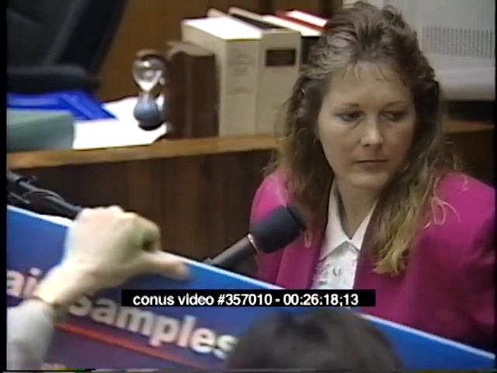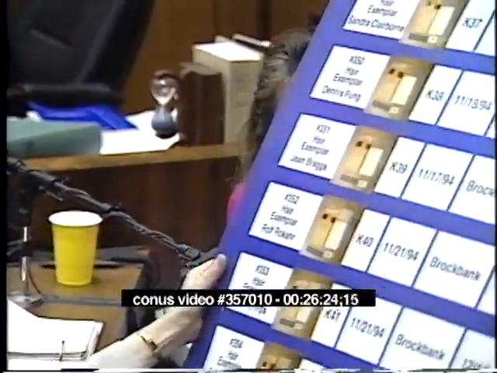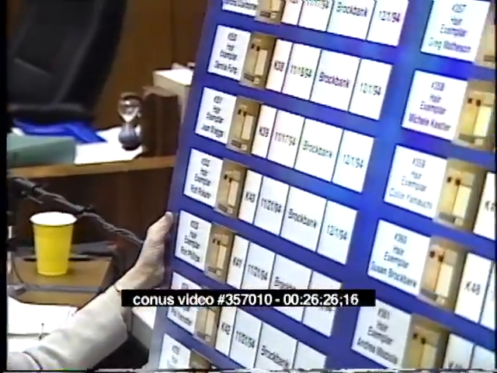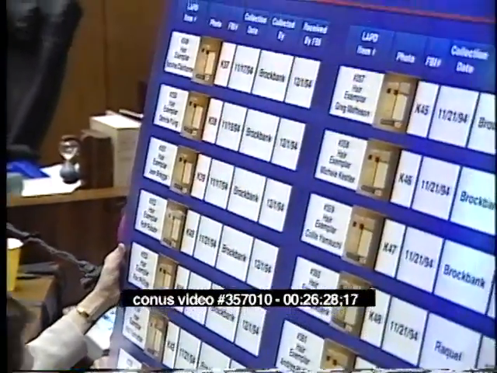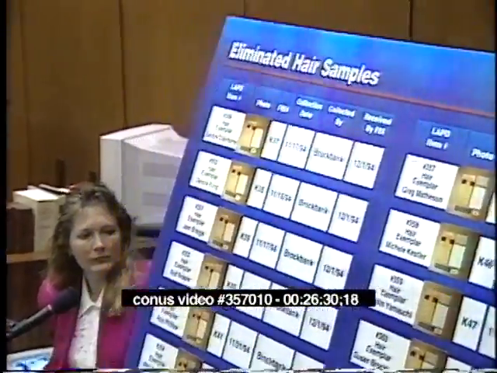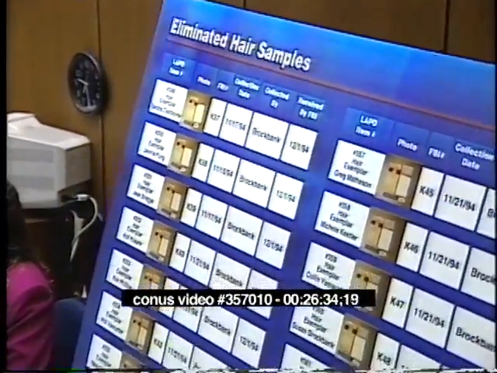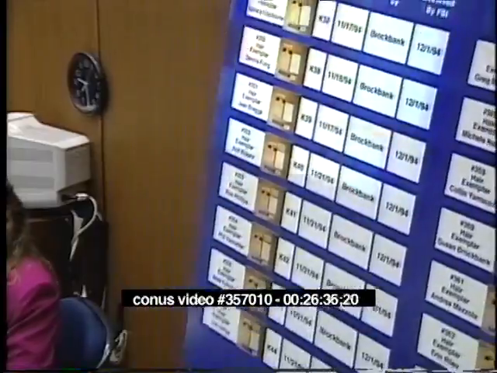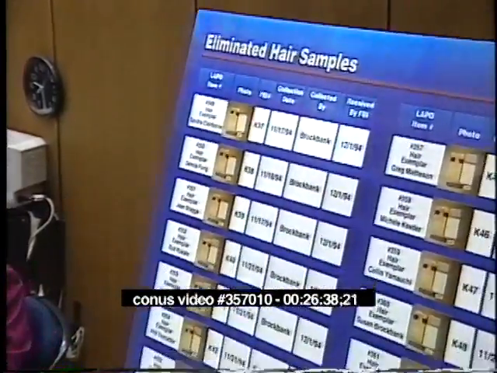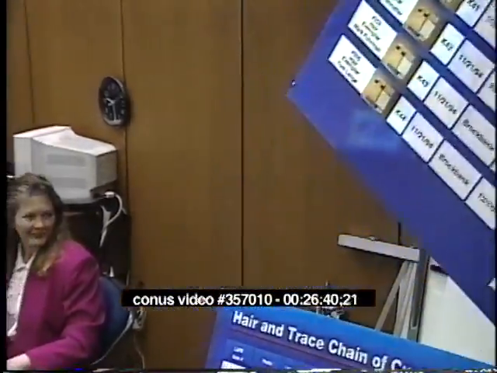And for the record, that is the eliminated hair samples board. Mr. Escobar, you want to give us a hand here? Just if we can hold it for a minute. I'm sorry, counsel, Mr. Escobar is standing right in front of juror number 7. So I think we need to put it up. Okay. Did you examine all the information on that board, Ms. Brockbank? Yes, I did. And is it correct? Yes, it is.